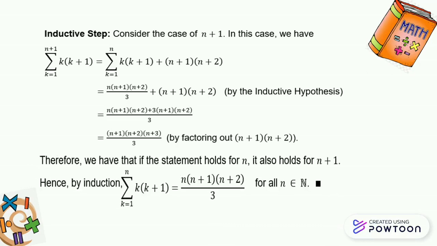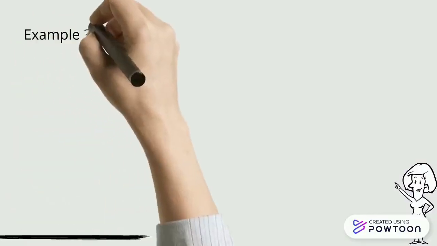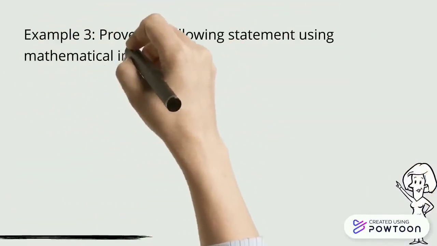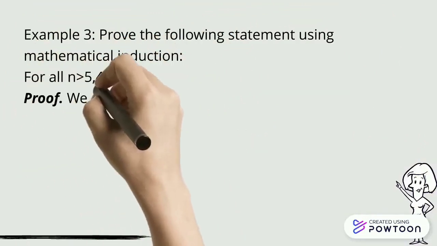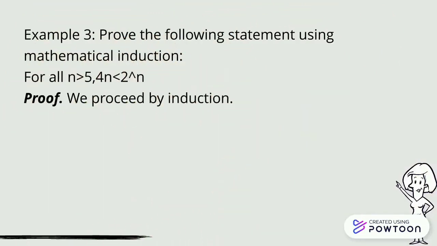Therefore, we have that if the statement holds for n, it holds for n + 1. Hence, by induction, the summation from k = 1 to n of k(k + 1) equals n(n + 1)(n + 2)/3 for all n an element of the natural numbers. Now, for example number 3, we need to prove the following statement using mathematical induction. For all n greater than or equal to 5, 4n < 2^n.